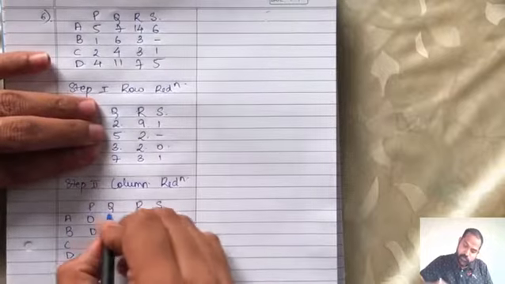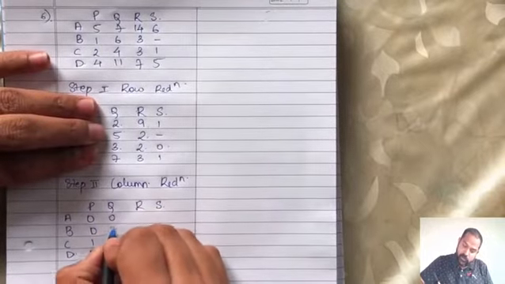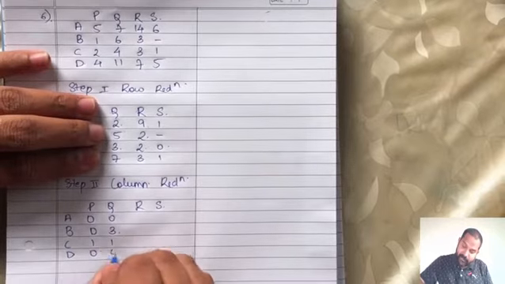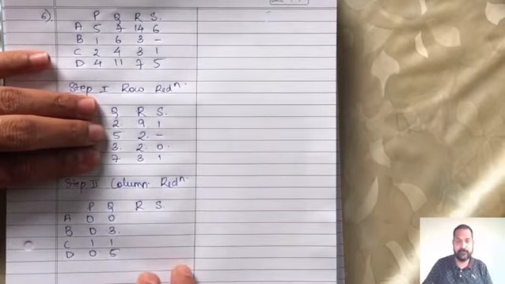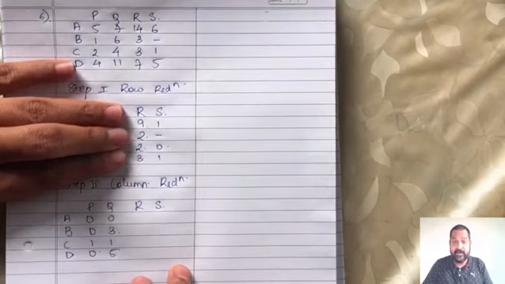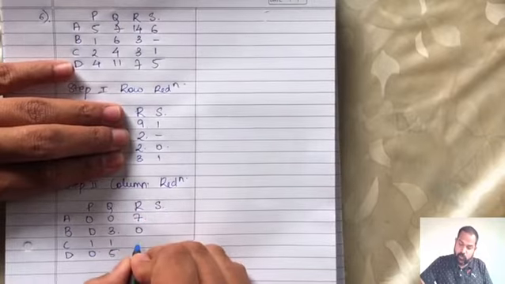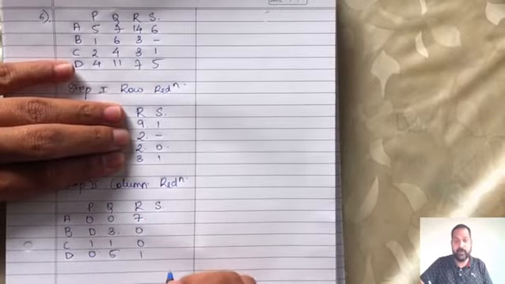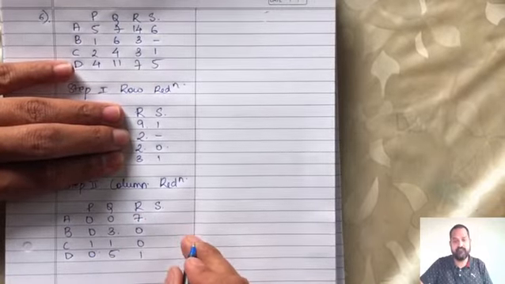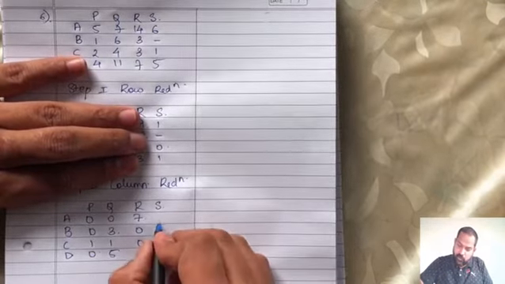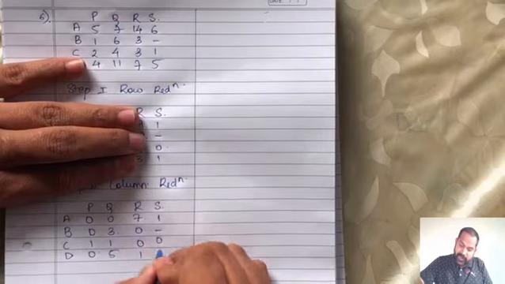The least here is 2. 2 minus 2 is 0. 5 minus 2 is 3. 3 minus 2 is 1. 7 minus 2 is 5. The least here is 2. 9 minus 2 is 7. 2 minus 2 is 0. 2 minus 2 is 0. 3 minus 2 is 1. The least here is already 0. So no reduction required. 1 dash 0 1.